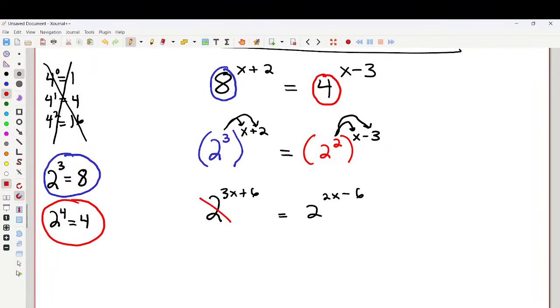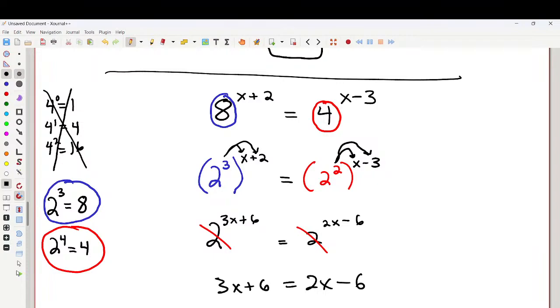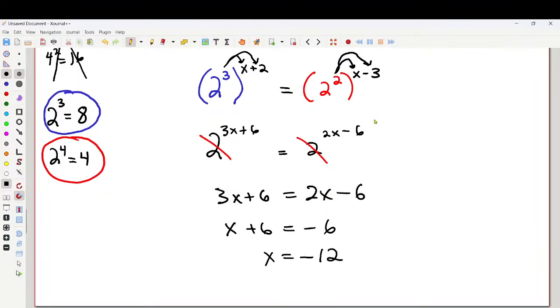Now we can just go adios, amigo. 3x plus 6 equals 2x minus 6. Subtract 2x on both sides. Then subtract 6 on both sides. I was making 0 in my head, and I'm like, no, the answer is not 0. Negative 6, take away 6 is negative 12. And we're done.